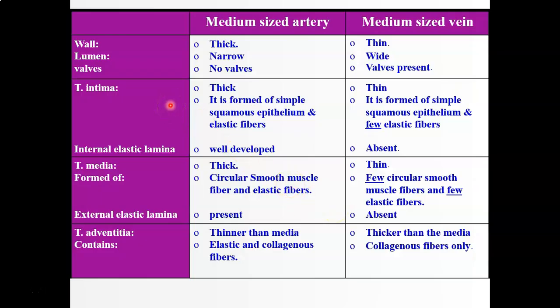Second point of comparison is to compare between the tunica intima. We call it intima as it is in intimate relation to the blood. In the artery, we have thick tunica intima formed of simple squamous epithelium with underlying elastic fibers together with internal elastic lamina. In the medium-sized vein, the intima is thin, formed of simple squamous epithelium also, few elastic fibers, and no or absent internal elastic lamina.